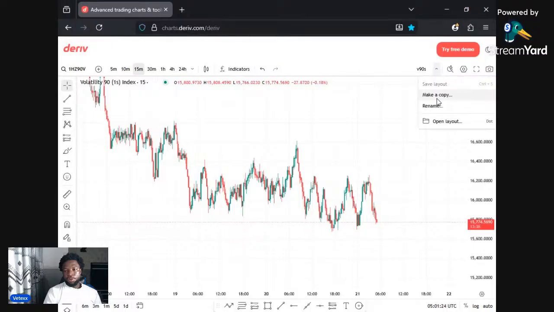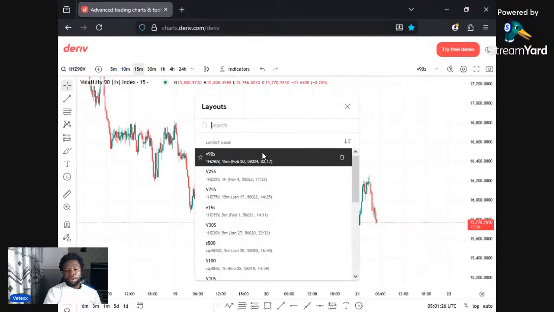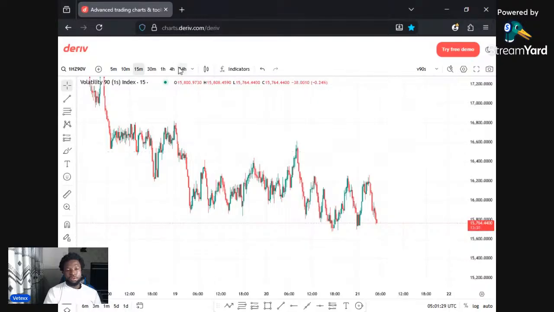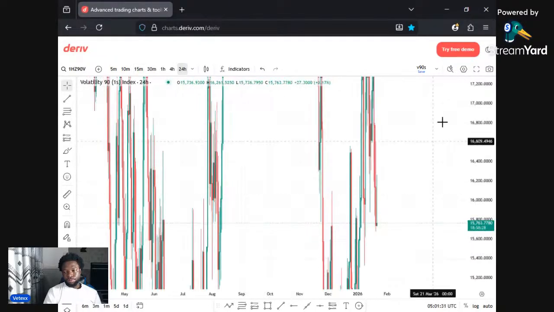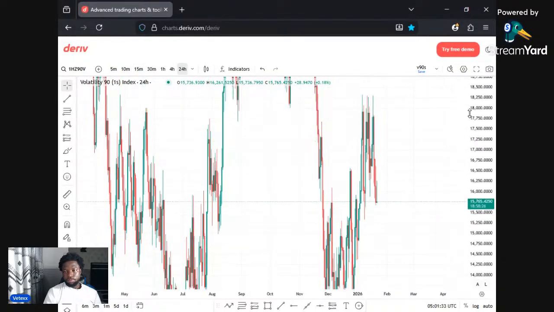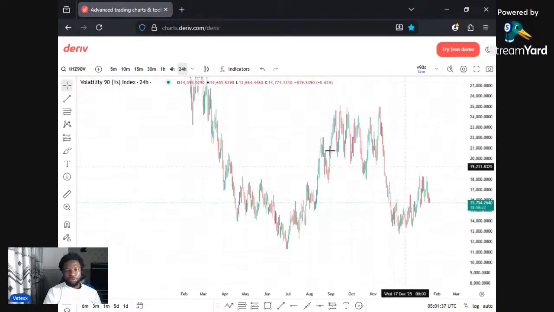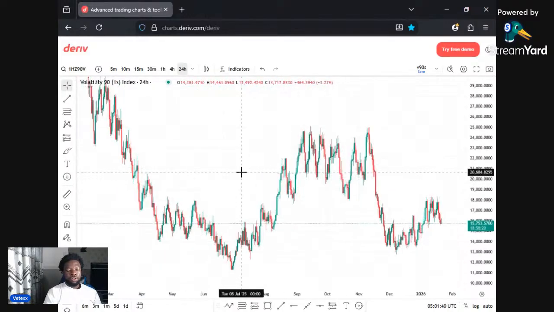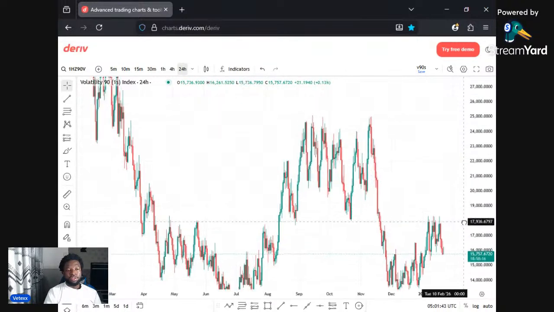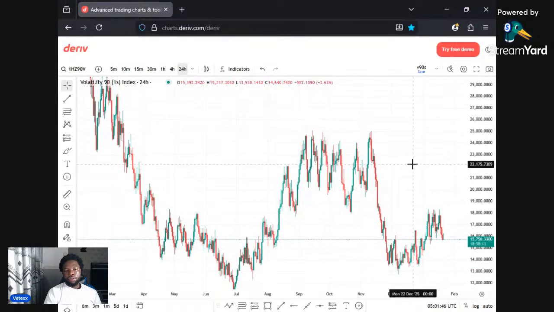So we are going to be starting with the first pair on our list, which is V91S. On the weekly time frame it is on a bearish trend, and on the 24-hour time frame, you can also see a bearish trend.